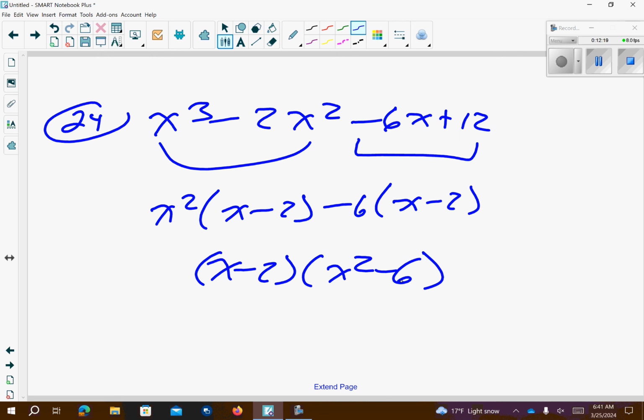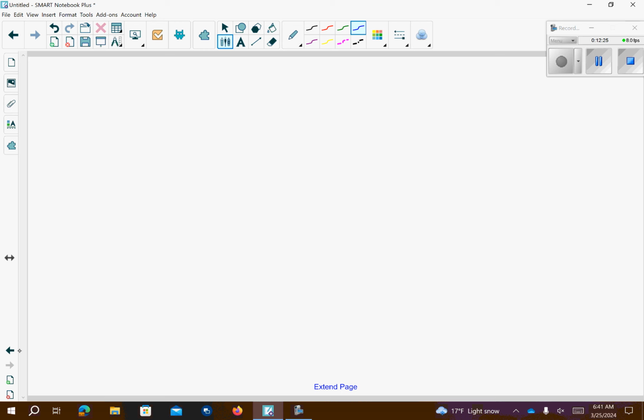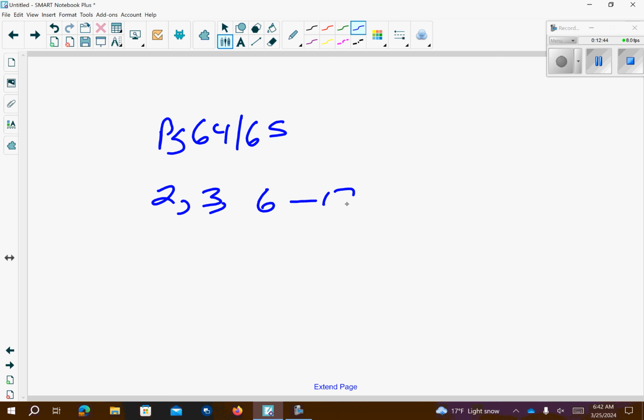Okay, so we do indeed have a test tomorrow. Let's take a look at page 64 and 65, and let's figure out which problems to give you. I think we can do 2, 3. Let's do 6 through 17, then 18, 19, 22 through 24.